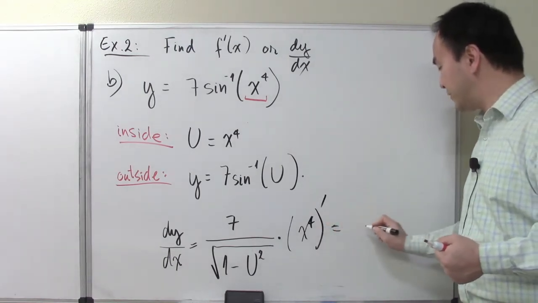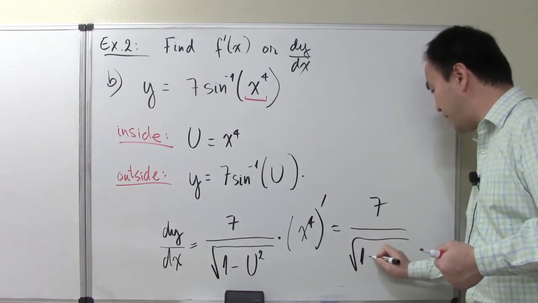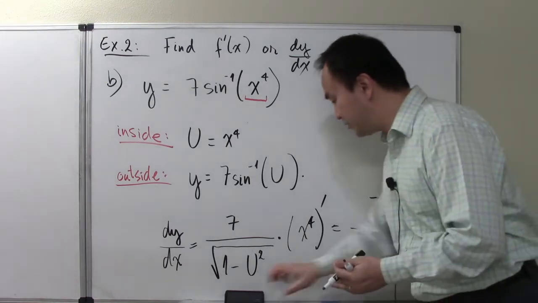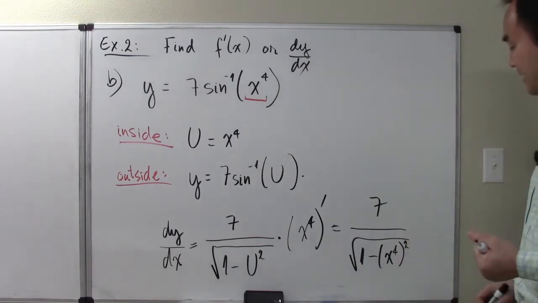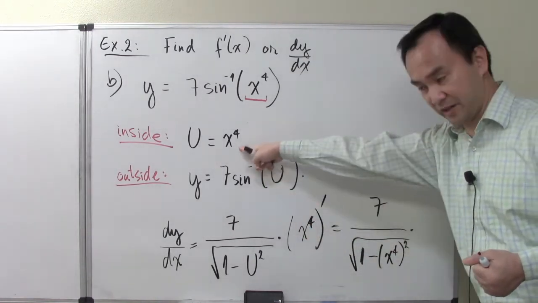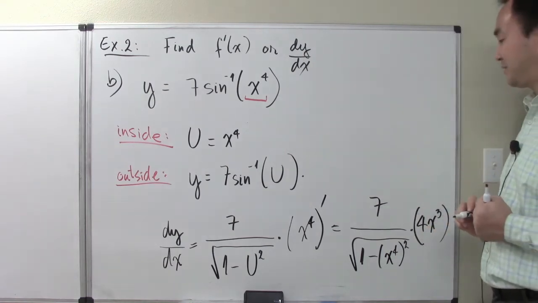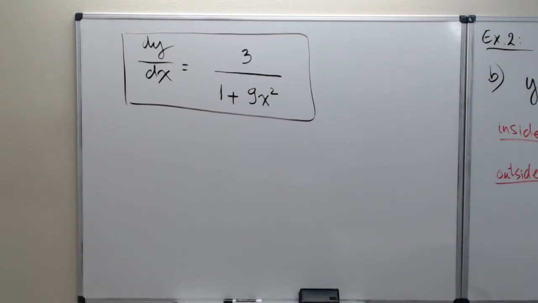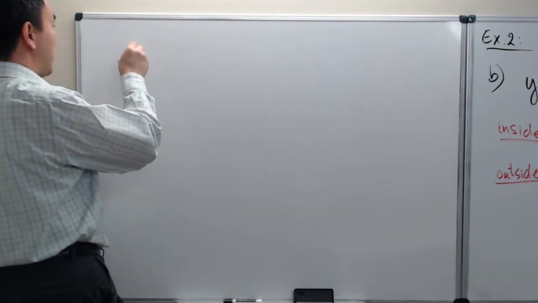So 7 over the square root of 1 minus. Now u squared is the same as x to the fourth all squared, because u itself is already x to the fourth power. Okay, I'm going to have to rewrite it. So x to the fourth all squared. And that's the derivative of the outside. Now we need to multiply with the derivative of x to the fourth, which was the inside here. And that gives me 4x cubed. All right, and so now the next step is to put everything together in one fraction. Okay, so I'm going to once again navigate over to my other board, take some time to erase it, and then here we go. So the final answer as one fraction, as one rational expression.